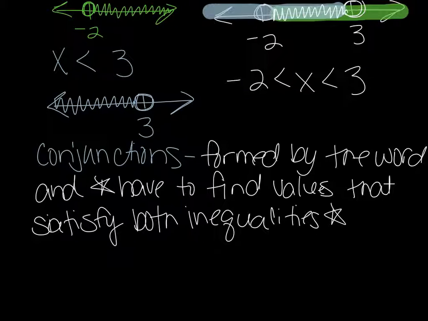A conjunction is formed by the word and. Sometimes you'll see the and, but a lot of times you won't actually see the and. But if you see an inequality written like this, this will always, always be a conjunction. 100% of the time, this will always be a conjunction. Everybody got that? Nobody will try to say this is not a conjunction? Okay? I should make you guys promise me.